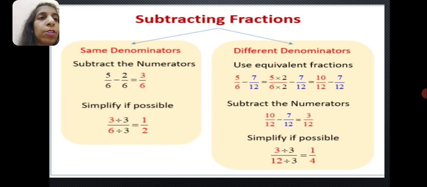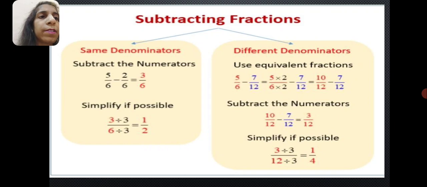Okay, so 5 into 2 upon 6 into 2, you have to multiply and divide by 2 for this fraction. So you will be getting the denominator as 12. Then you will be getting the like denominator, or same denominator. Then you have to only subtract the numerator part.